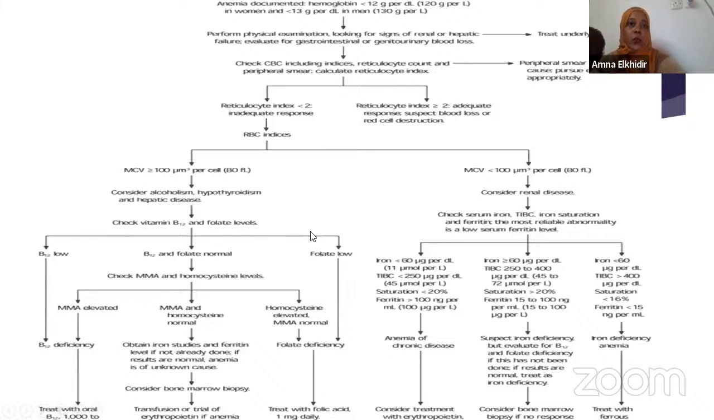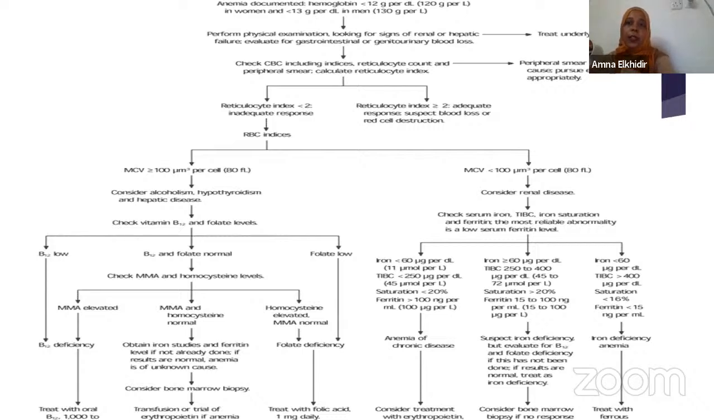When we have anemia, we first perform a physical examination to look for underlying disease which may be the cause of anemia, like renal or hepatic failure. We also evaluate for GIT losses and genitourinary blood loss. When we find any of these, we treat the underlying cause first. Then we do a CBC and look at the indices, reticulocyte count, and we can do a peripheral smear.